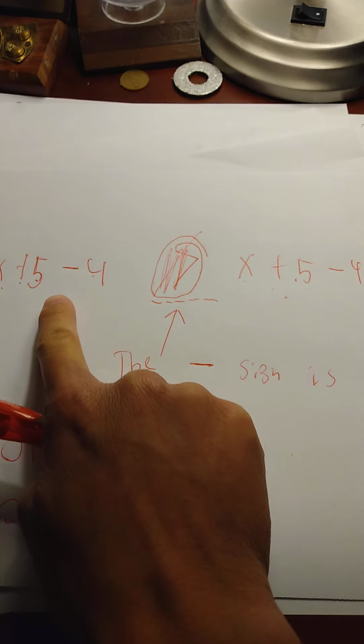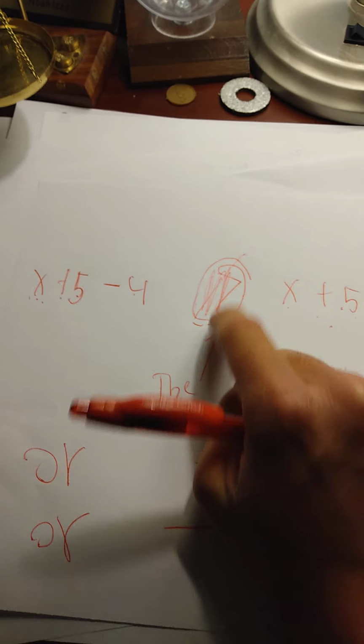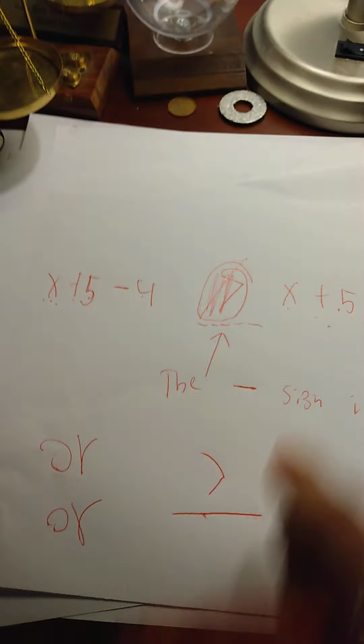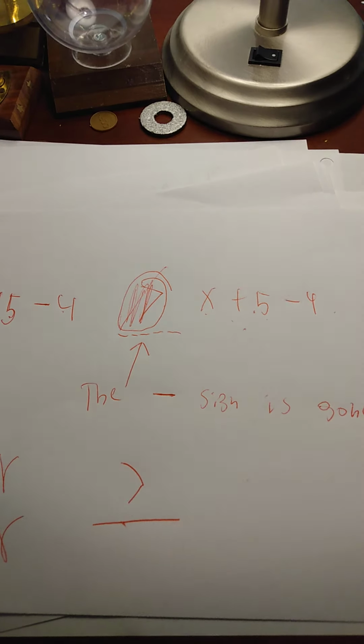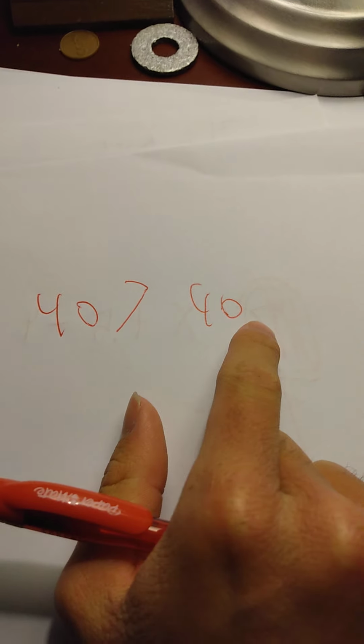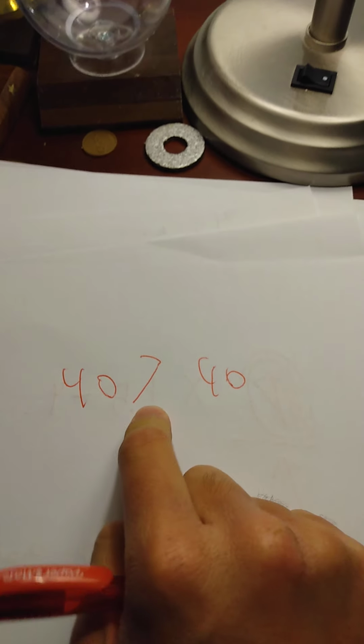This is greater than or equal to this. Yes, if we have that line here, then it magically becomes a true statement. Here is a simpler version. 40 is greater than 40.